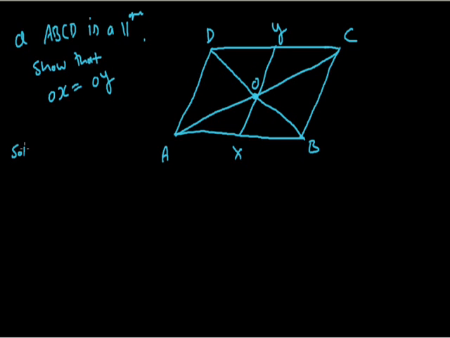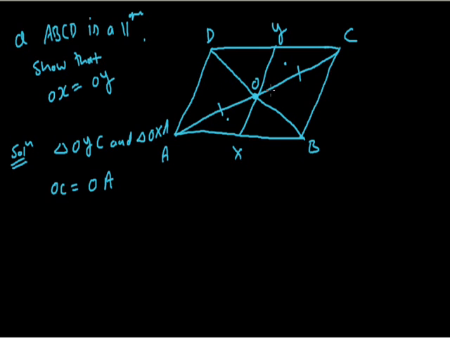Now, in order to solve this question, we have to consider two triangles, triangle OYC and triangle OXA. Now, in these two triangles, we know that in parallelogram ABCD the diagonals bisect each other. It means OA is equal to OC, because diagonals bisect each other.